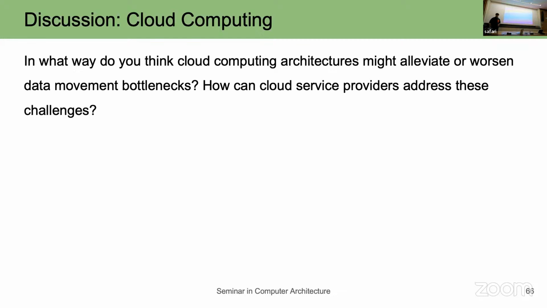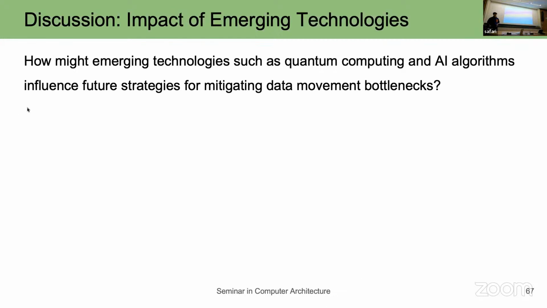Otherwise, I would go on to my final question, which is how might emergent technologies such as quantum computing and AI algorithms, but not limited to these two, you can, for example, think about 5G network or something else, influence future strategies for mitigating data movement bottlenecks?